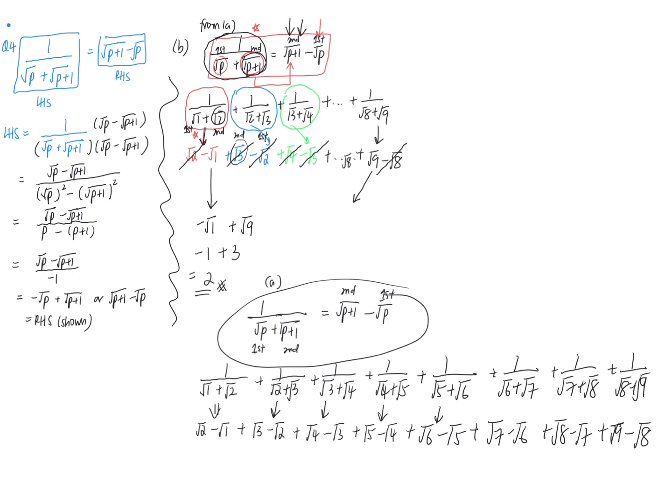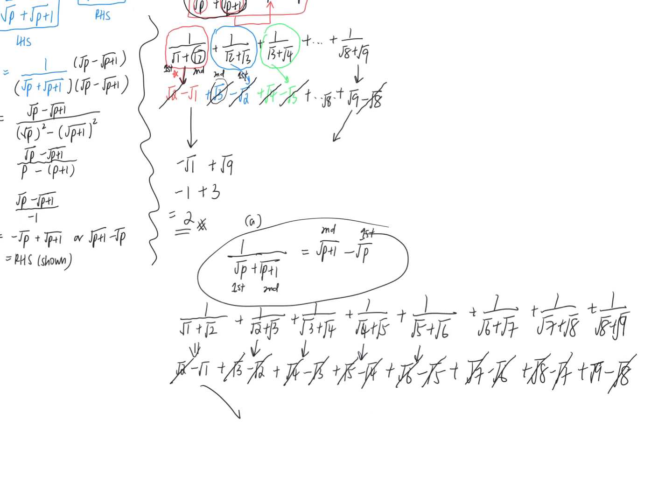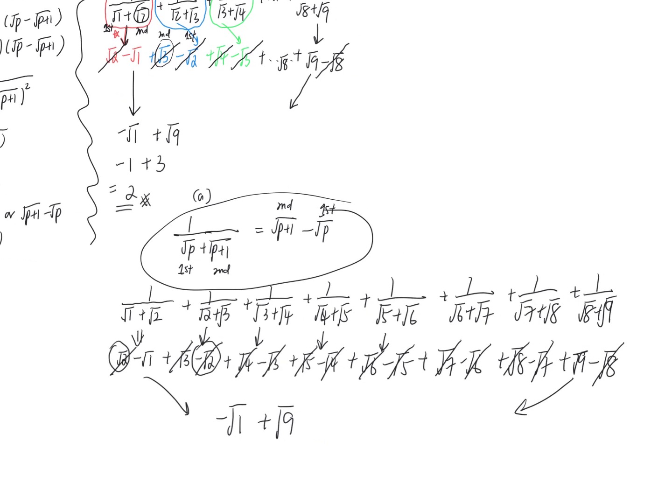So can you see that this one and this is gone? This and this is gone. So it will cancel out until eventually I'm only left with this one and this one. Yes, because this is root 2 minus root 2, gone. Okay, so these are just application questions, seeing whether you can relate the first part to the second.